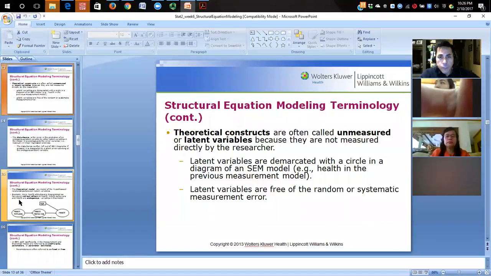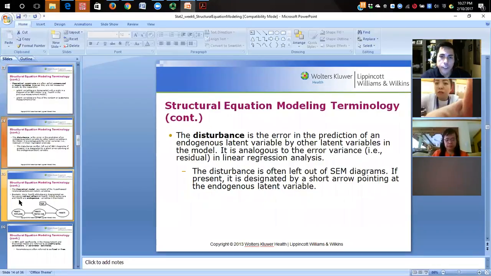And theoretical constructs are often called the unmeasured or latent variables because they are not measured directly by the researcher. An example of that is health in the previous measurement model. They are free of random or systematic measurement error because these are latent constructs that you will uncover as a researcher. So they are not subject to random or systematic measurement error.